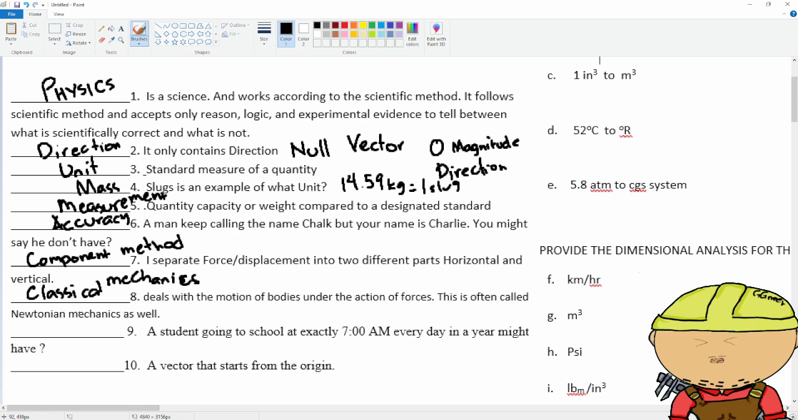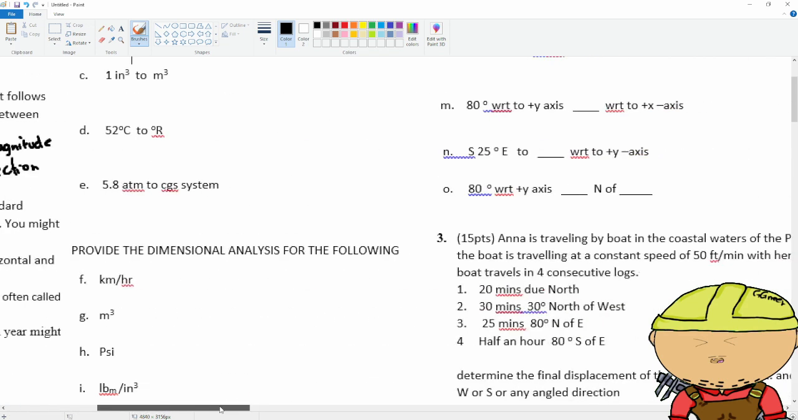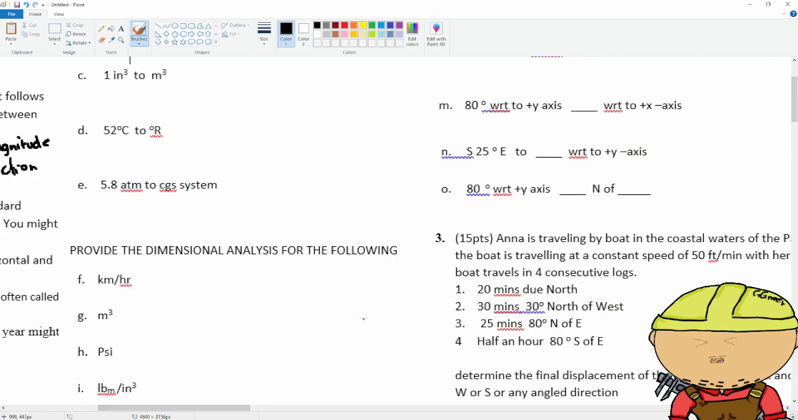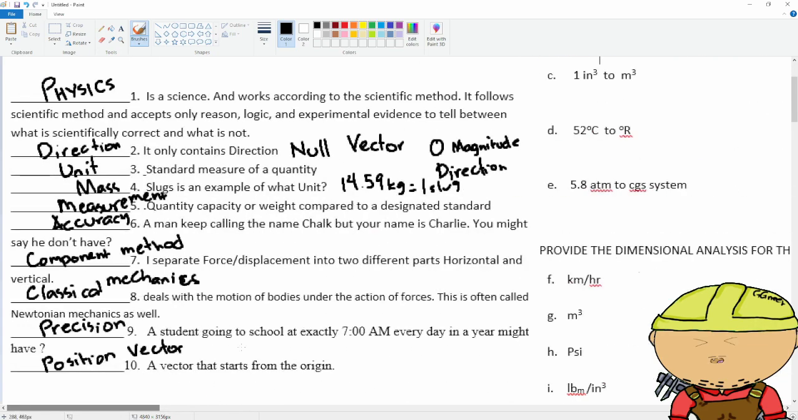A student going to school at exactly 7 a.m. every day in a year might have precision. A vector that starts from the origin is a position vector. That should be it for the identification.